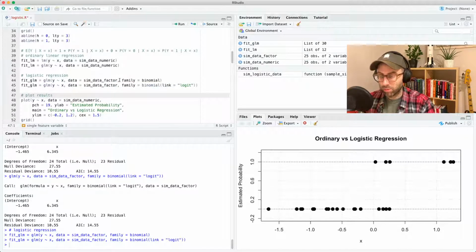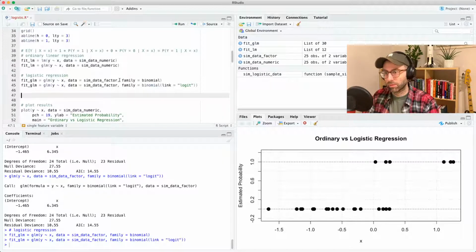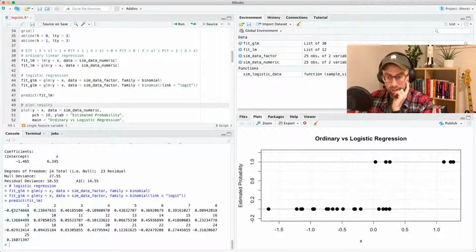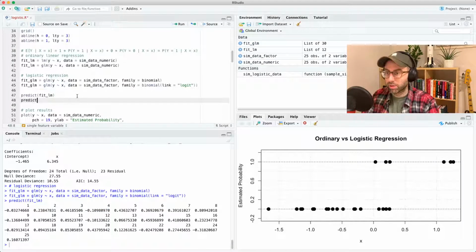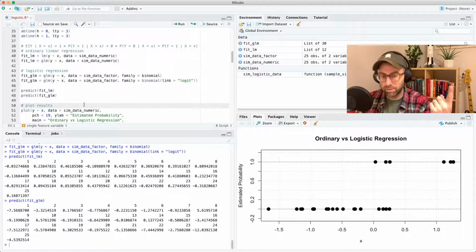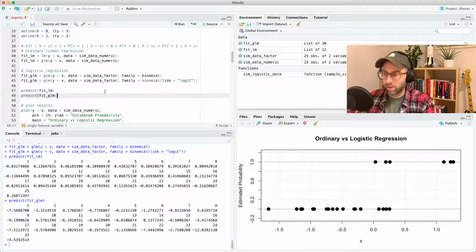What I want to notice real quick before I plot something is that if I do predict of fit underscore lm, it returns numbers. That's what we would expect from a linear model. You might already notice something about these numbers that we don't like. What happens if we do predict fit GLM? Well, it returns some numbers, but notice these numbers are clearly not probabilities. You can't have a probability of negative 9.199. That's just absurd.